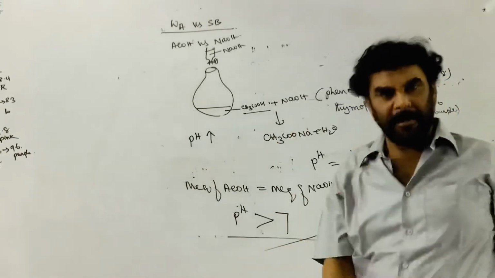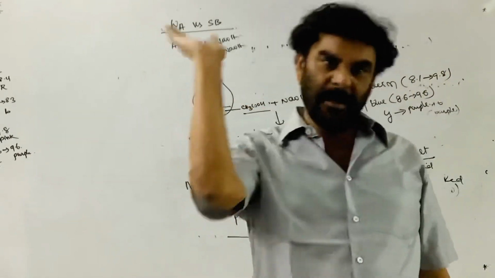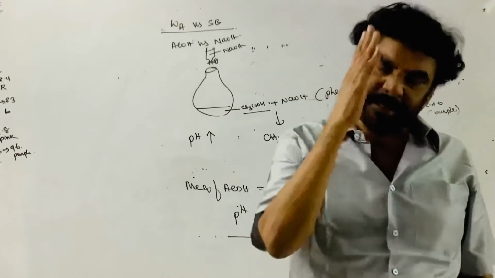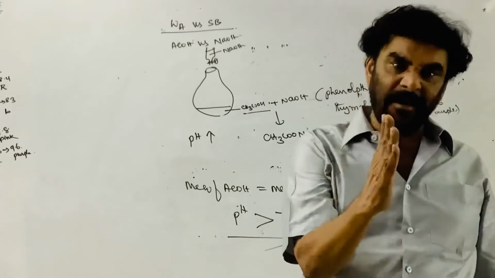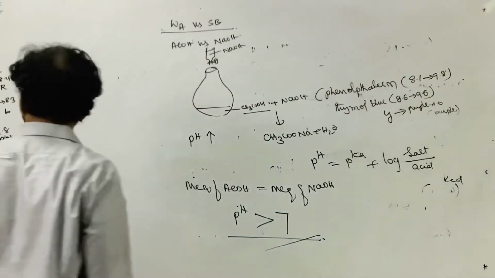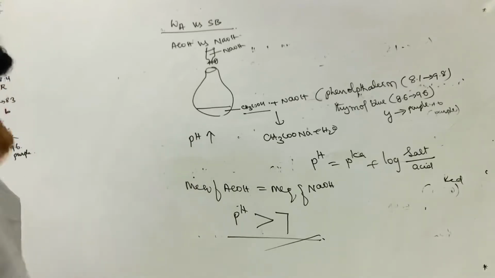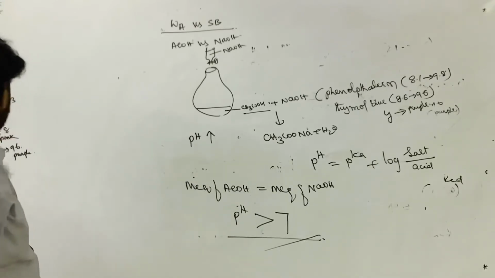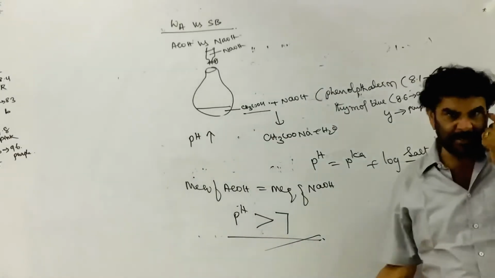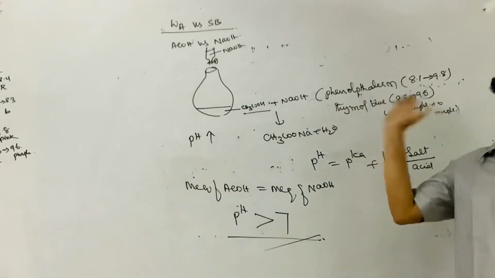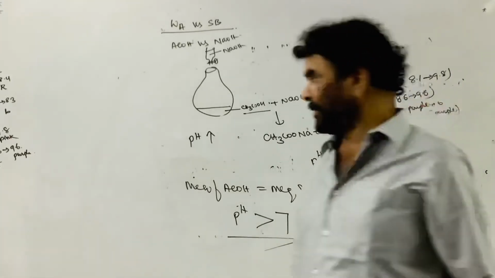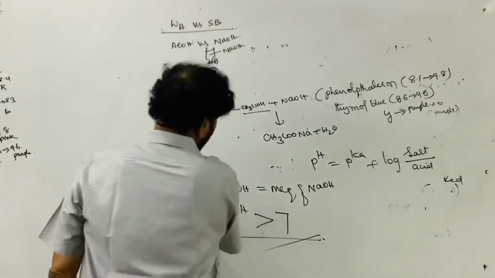If at the end point the final solution is slightly acidic, the best indicators are methyl orange, methyl red, phenol red, and bromothymol blue. Those are the right indicators. So there will be a list of indicators based on their range only. We have to choose the indicator which changes its color in the appropriate range.